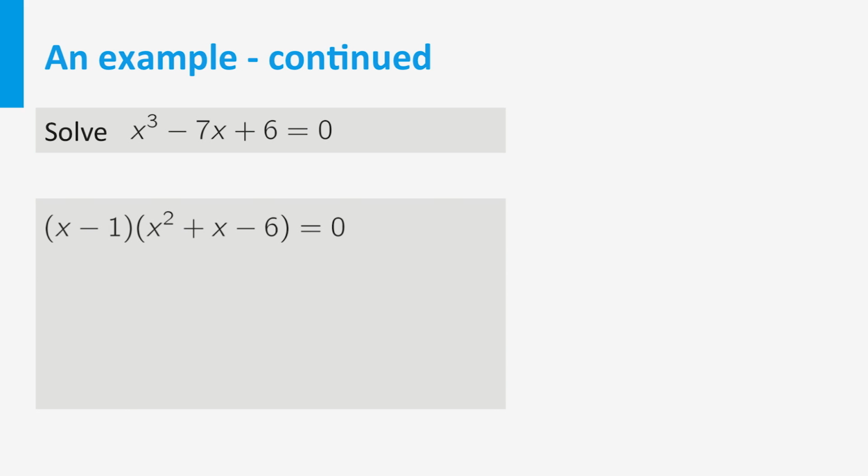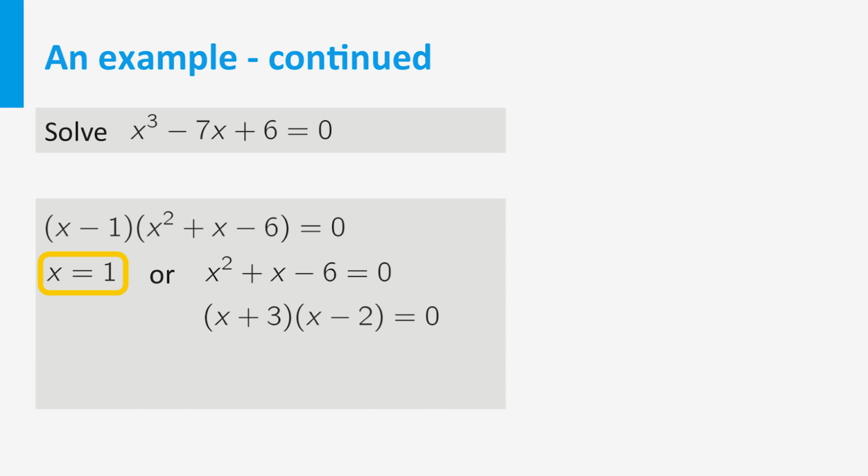Now we continue solving the third degree equation with the factorized polynomial. The factor x minus 1 gives the solution x equals 1, which we already knew, so it remains to solve the second degree equation x squared plus x minus 6 equals 0. And we know how to do this. In this case we can factorize as x plus 3 times x minus 2. And then we obtain two more solutions, x equals minus 3 and x is equal to 2.